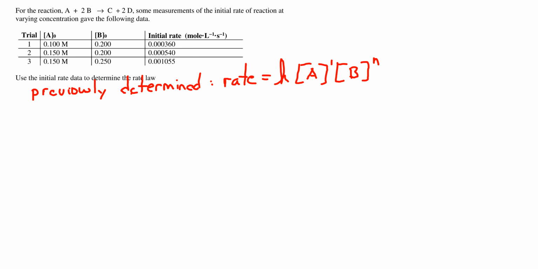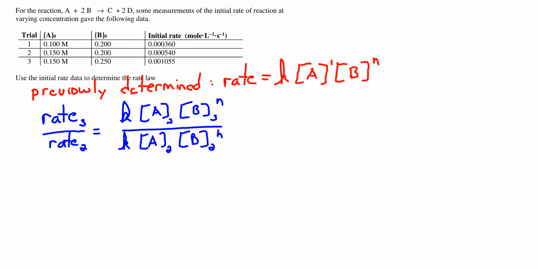All right, so we just determined that the reaction rate is first order with respect to A, and we're interested in determining what the value of n is. What is the order with respect to B? And we're going to be looking at trials 2 and 3 here because the concentration of A is constant and we've changed the concentration of B.